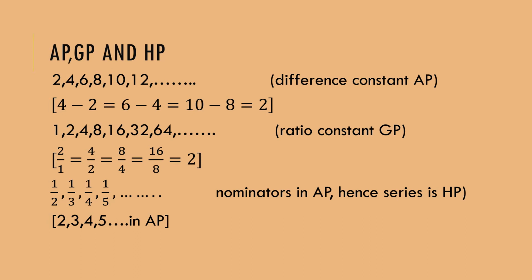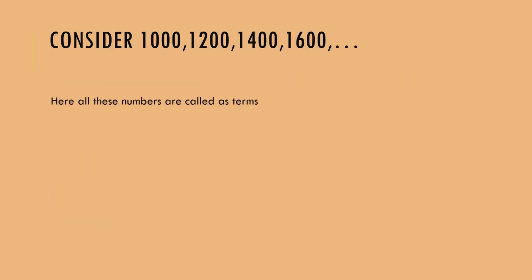Let's further move on to AP and focus more on AP now. Let's take a fixed series: 1000, 1200, 1400, 1600, that is our pocket money. All these numbers are nothing but terms. 1000 is the first term, 1200 is the second term, 1400 is the third term, 1600 is the fourth term.